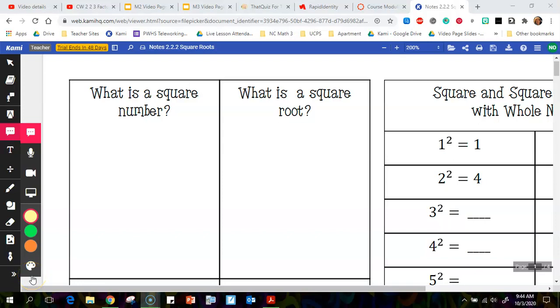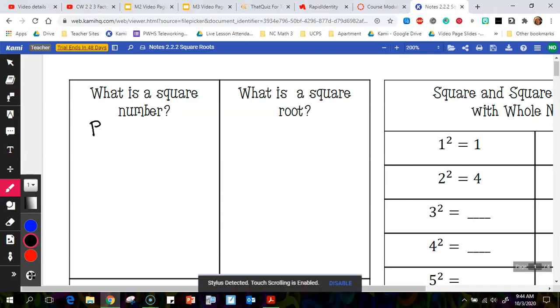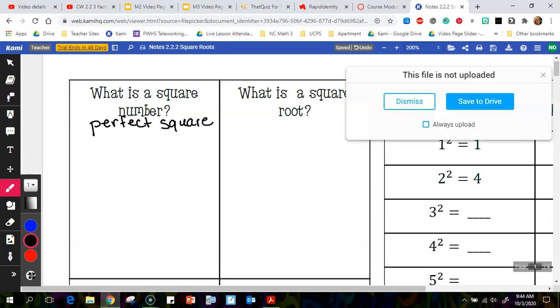Hello students, this lesson is pretty much all about square roots and perfect squares. Our first definition is for a square number. I also call this a perfect square. So if you hear me talking about a perfect square, this is what I'm talking about. It's a number that is the result of another number being multiplied times itself, basically.